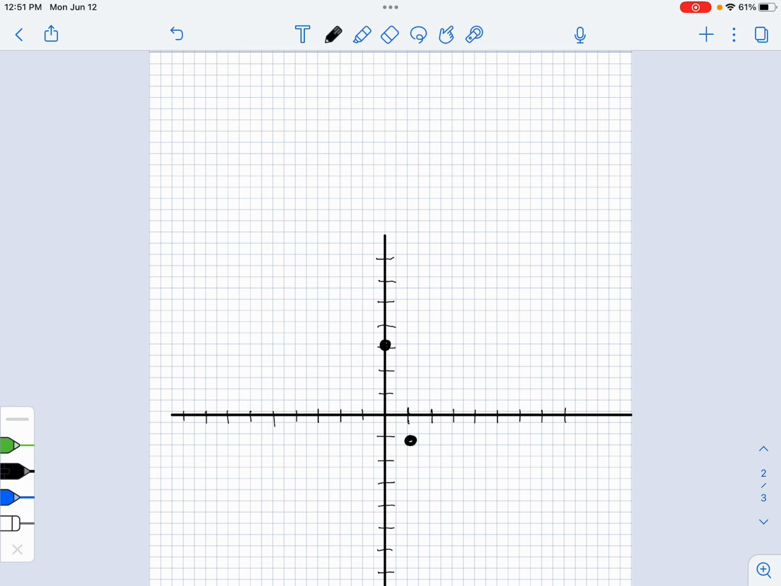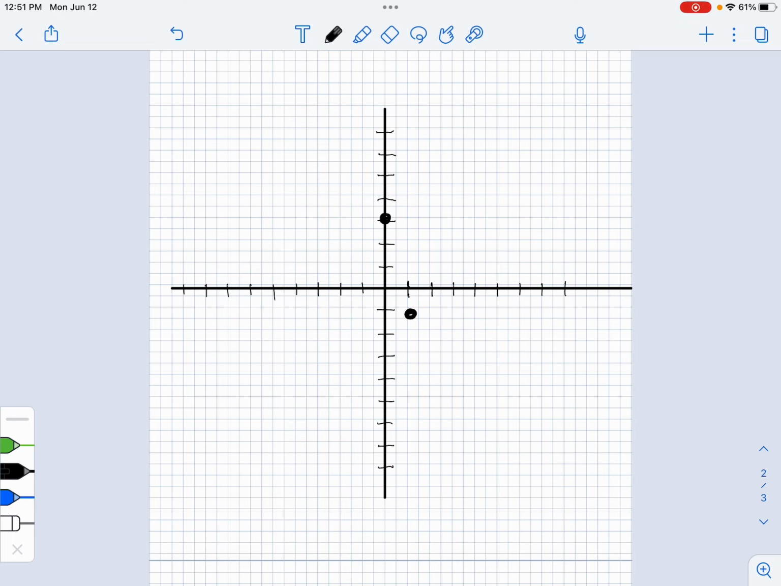You can grab some more points if you like. Just for practice, I'm going to grab another point. I'm going to go down 4, 1, 2, 3, 4, and then over 1 to the right. That would be another point on this line, and then you just connect them. When drawing a line, you need a minimum of 2 points. So the y-intercept and 1 more point from the slope would have worked out for us. And there we go, that would be our line. So that's how you use this method.